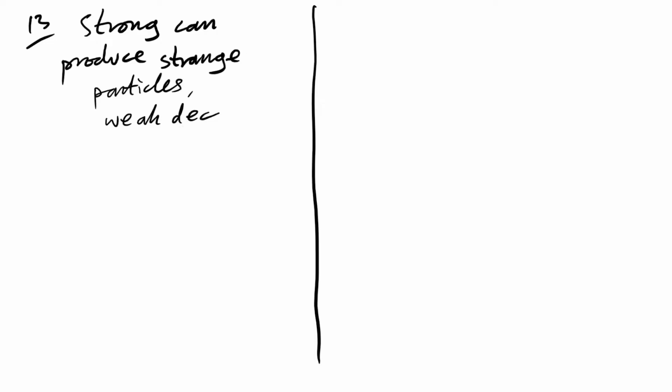13. I hate this question and this concept. It's very confusing. Quite often AQA get this wrong. What's involved with the production of a strange particle and decay into non-strange particles? Now, it's the strong force that can produce strange particles. Weak is when they decay. So therefore it has to be A. That's just something that you have to remember.